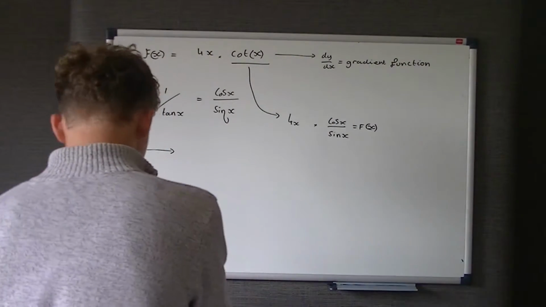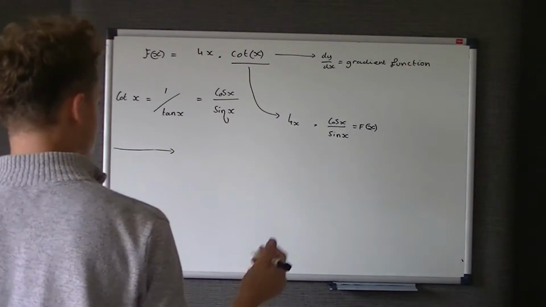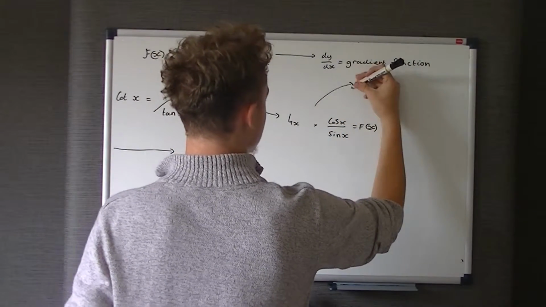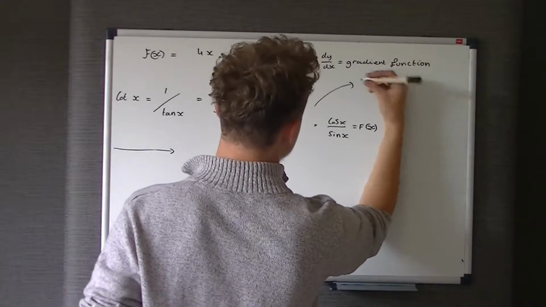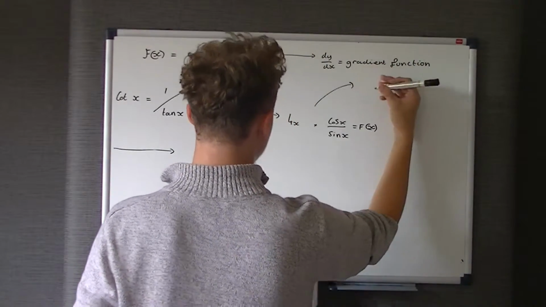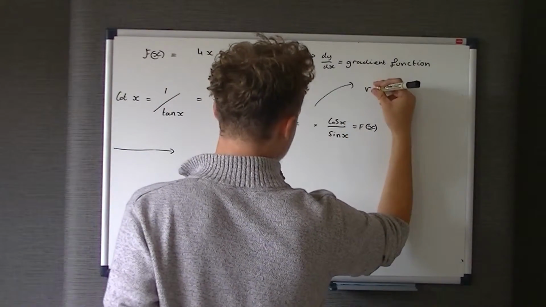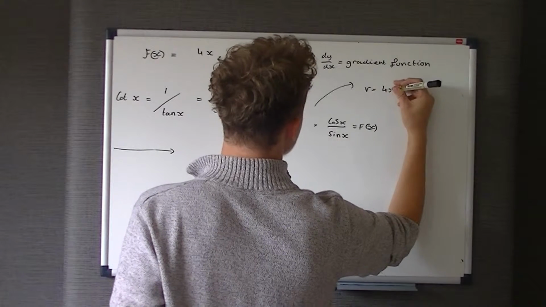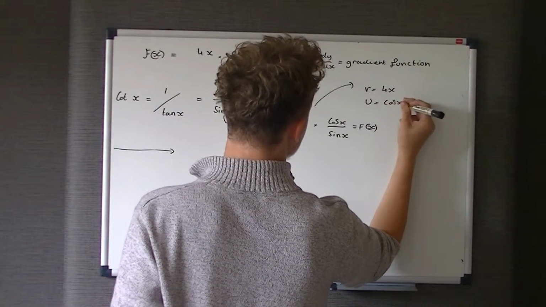Right, so first thing we need to do is write down what v, u, dv by dx and du by dx are. It doesn't really matter which way you choose it round on this one, but I generally have the v being in front. Okay, so v equals 4x, u equals cos x over sin x.